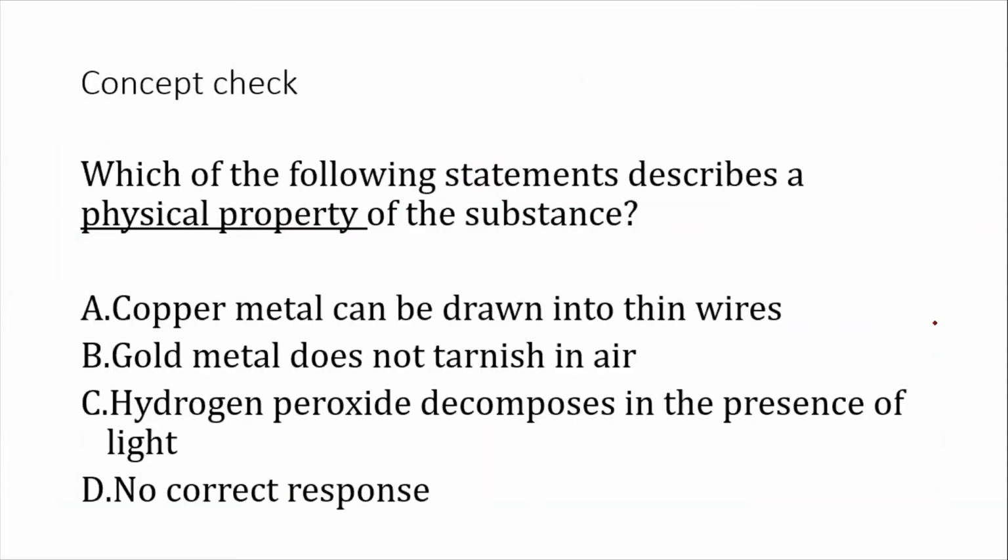So let's do a quick concept check. Which of the following statements describes a physical property of the substance? A: Copper metal can be drawn into thin wires. B: Gold metal does not tarnish in air. C: Hydrogen peroxide decomposes in the presence of light. Or D: no correct answer.